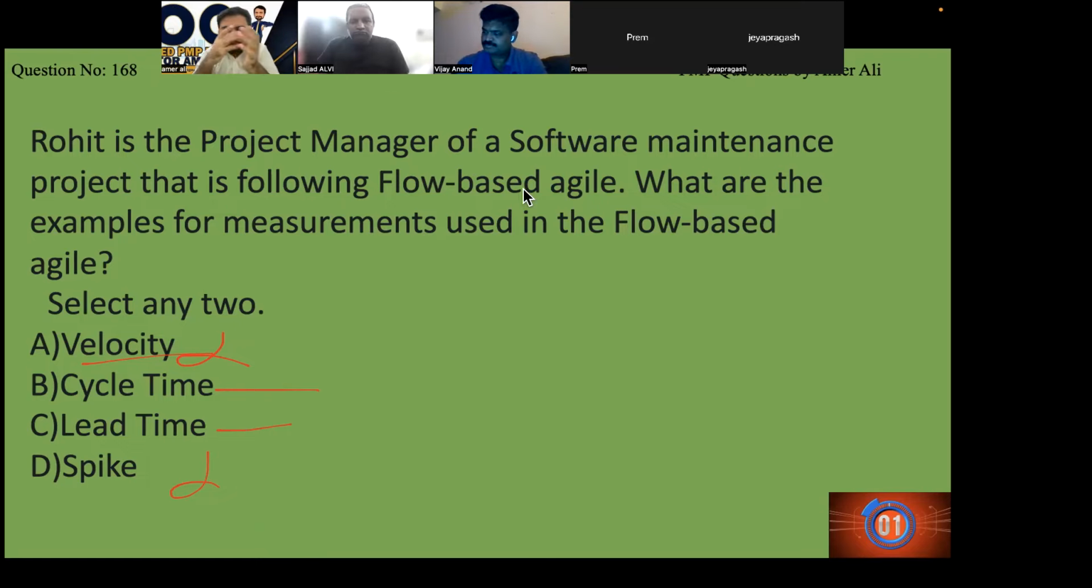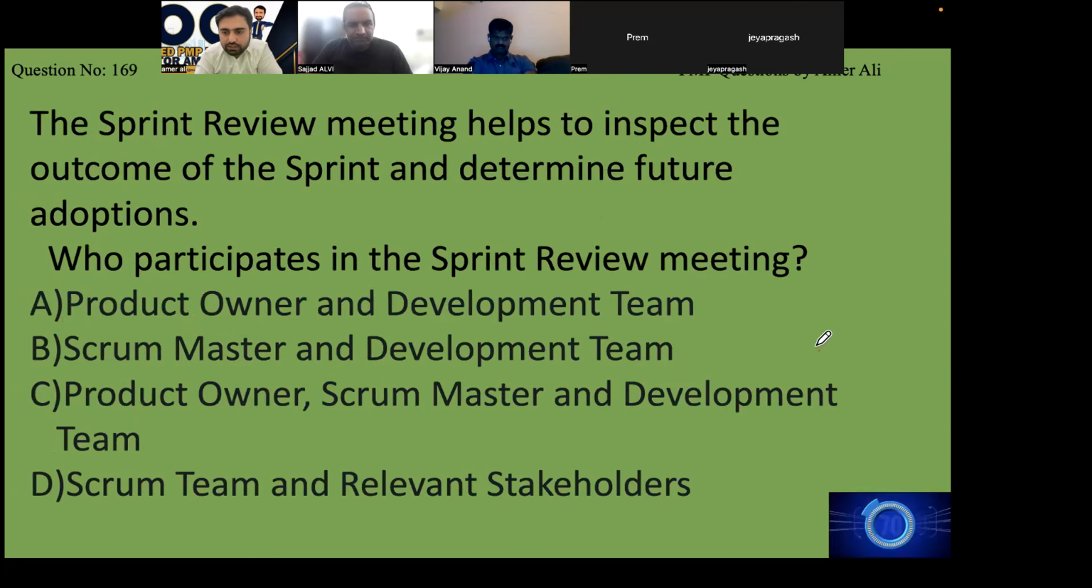Amit, does it make sense to you now? Faisal? Okay. Prasanna, Aparna, many people selected velocity. Understand that velocity is time-boxed. Time boxing. Okay. Next question.